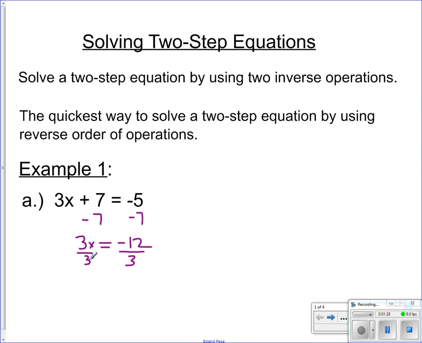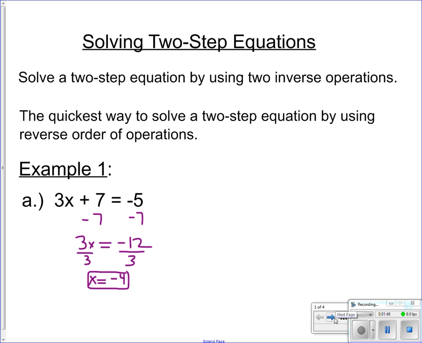3 divided by 3 is 1. 1 times x is x, equals. And then negative 12 divided by 3 is negative 4. So I get x equals negative 4. And I can always plug it back in to make sure it works. 3 times negative 4 is negative 12. Negative 12 plus 7 is negative 5.